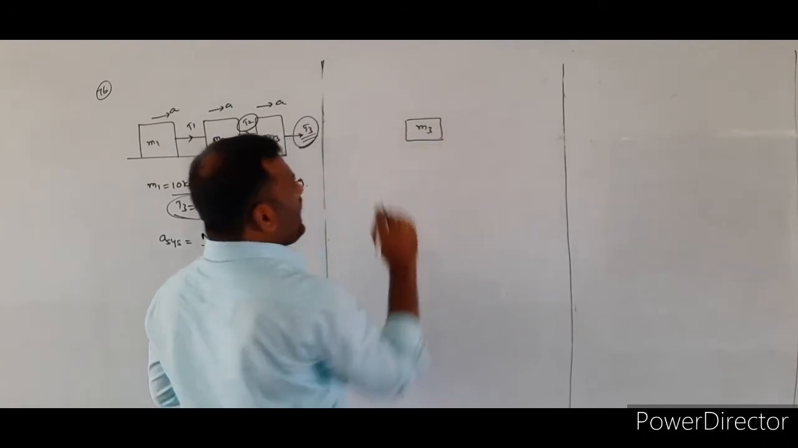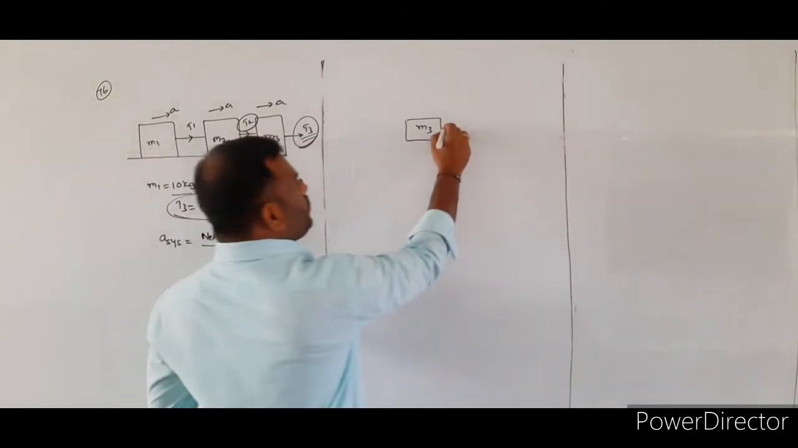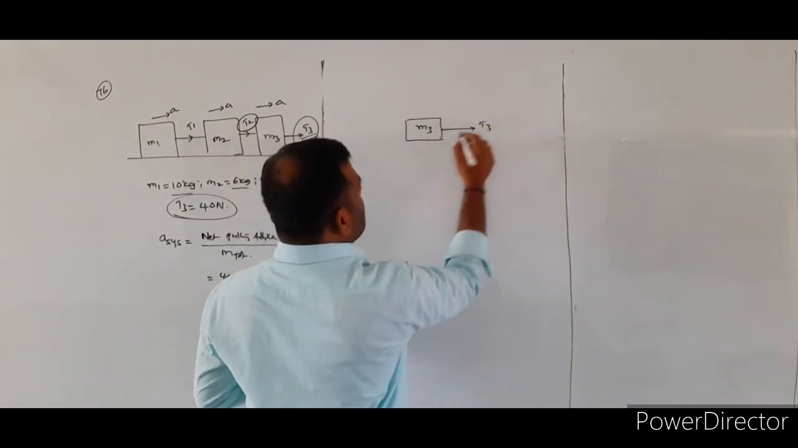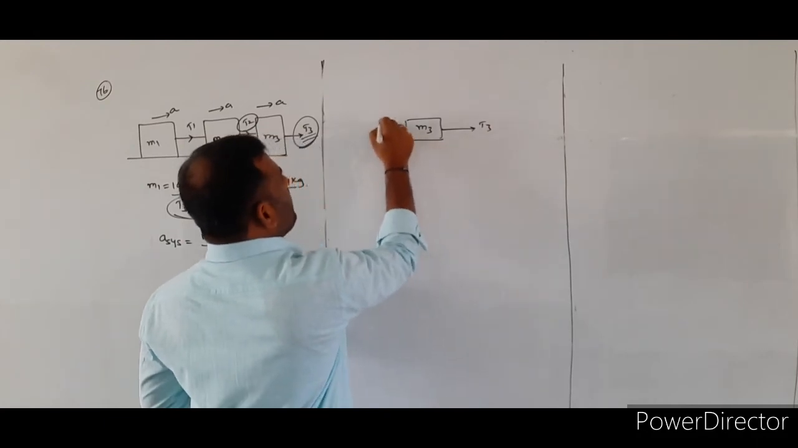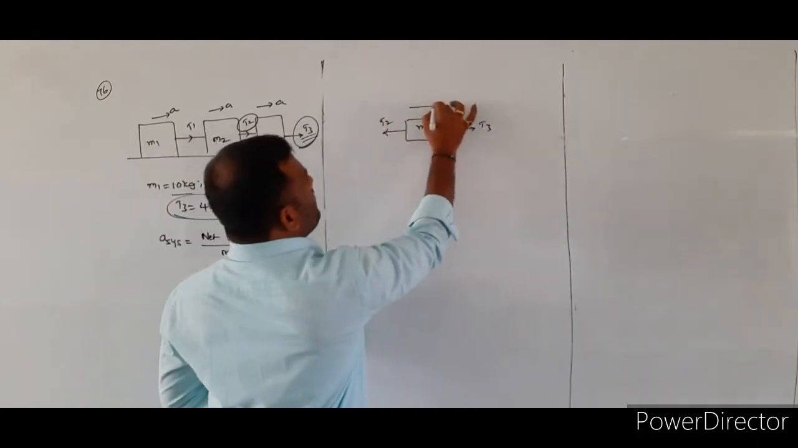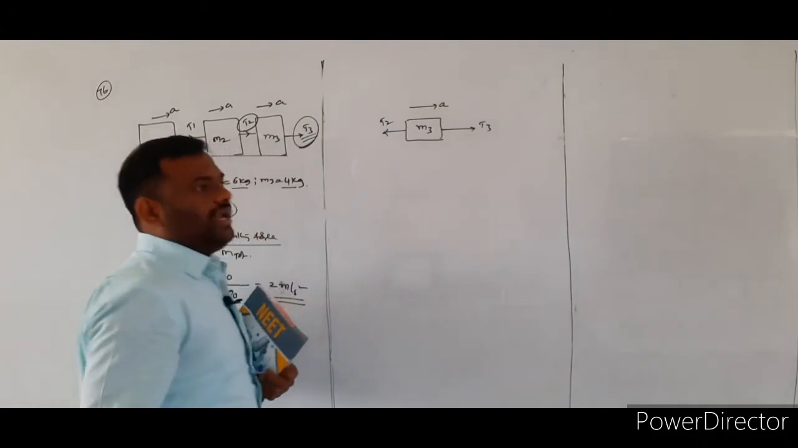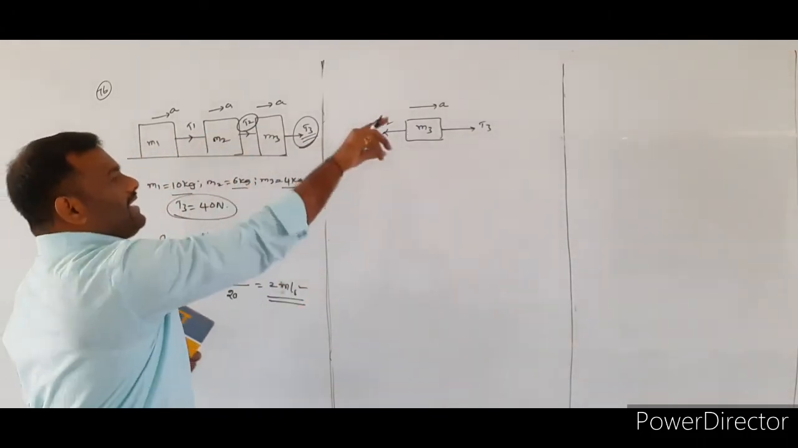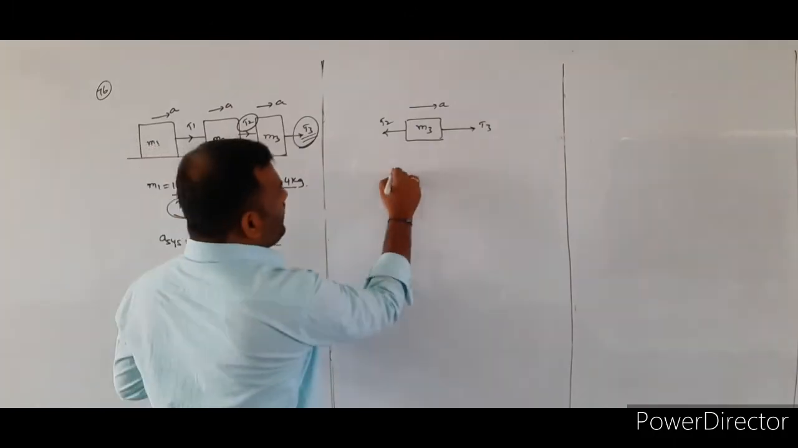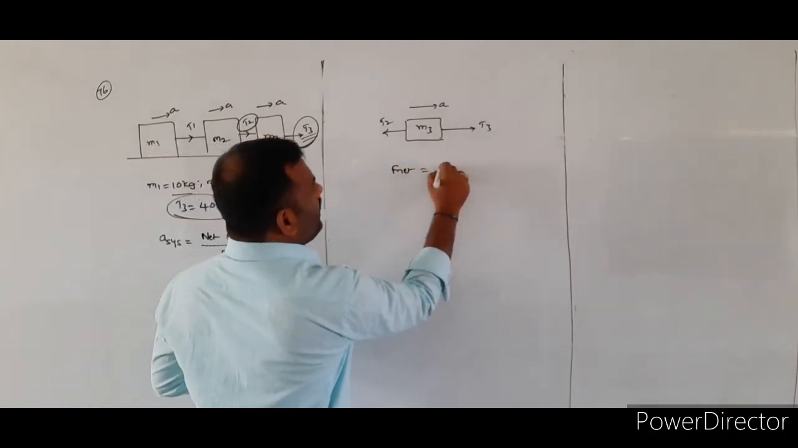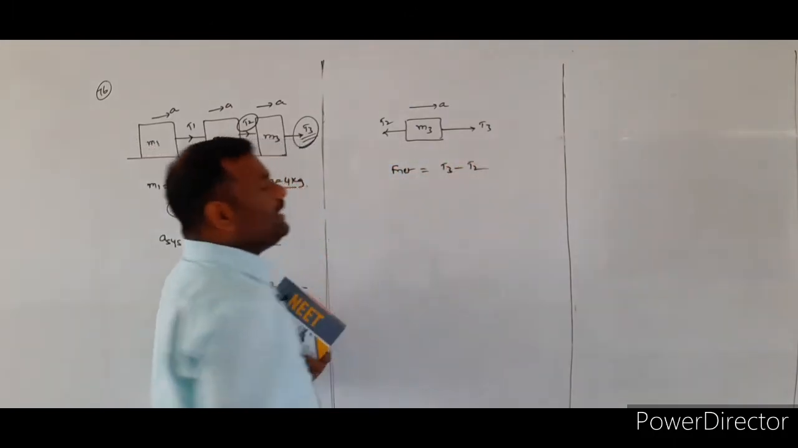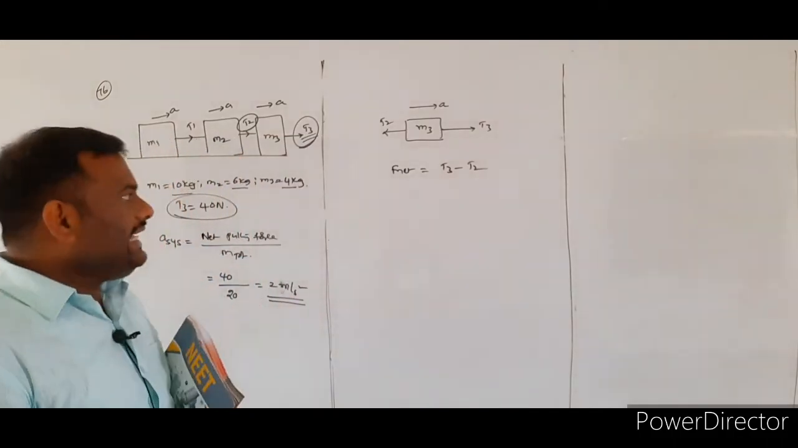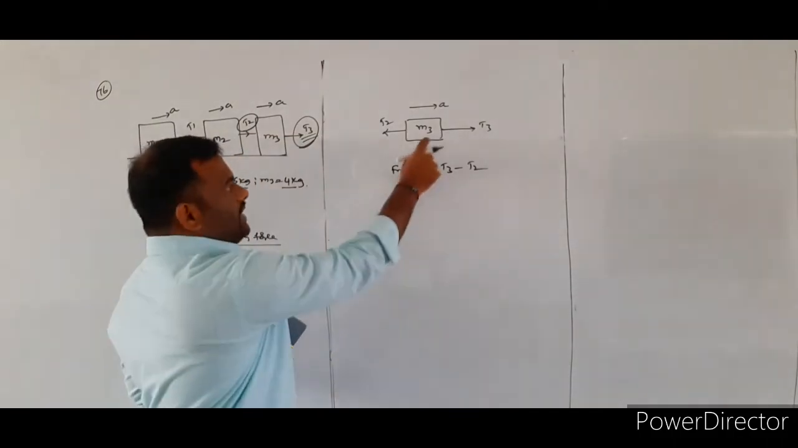I took the free body diagram of mass m3. Towards the right side, T3 will be acting, towards the left side T2 will be there, and its acceleration value is equal to A. Since the motion will be in the right side direction, the net force value is equal to T3 minus T2.